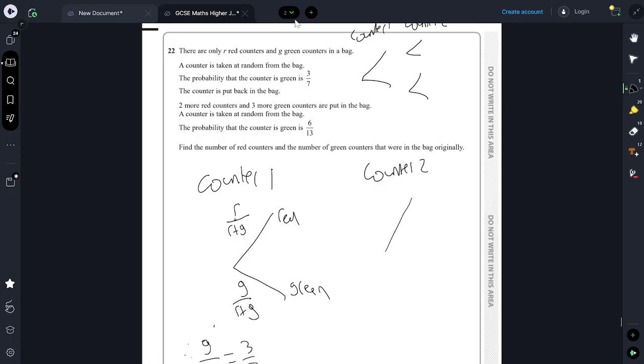So actually, it's kind of like a disconnected tree diagram. You're not picking two counters one after the other. It's basically two different situations. So you pick a red counter, and then a green counter, and then you kind of ignore it, and then you pick the other counter after this, but you don't multiply them. They're not one after the other, if you know what I mean, because the counter's put back in the bag. It says the probability the counter is green in the second instance.